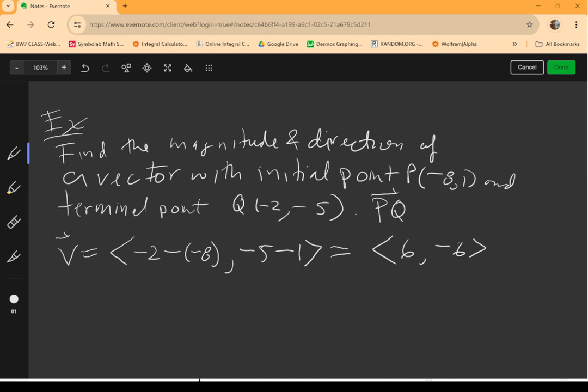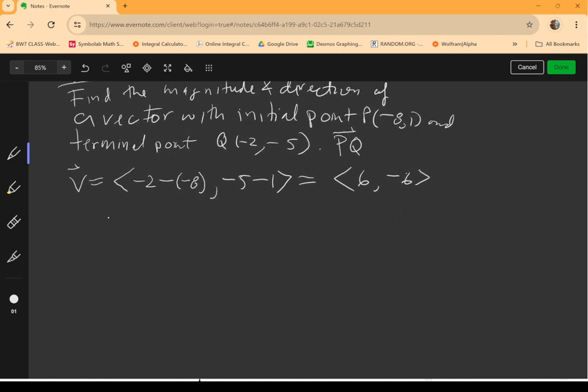Drawing this vector out in standard position looks something like this, with 6 along the x direction and -6 along the y direction. So that is my vector v, and the direction would be this angle theta. That's a quick sketch of my vector v, which has the same magnitude and direction as the vector PQ.